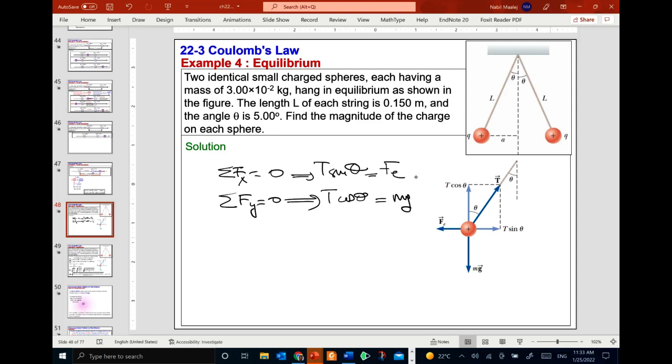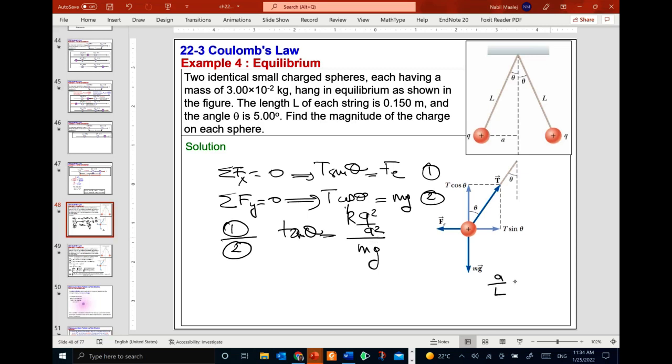is going to be equal to mg. So if we divide the two equations, 1 by 2, the T will cancel, and we have tangent theta equal to Fe, which is q squared divided by the distance squared, a squared, divided by mg. Okay, so here we have everything. We have the mass, the angle theta, the charge, and the distance. We can calculate it clearly.